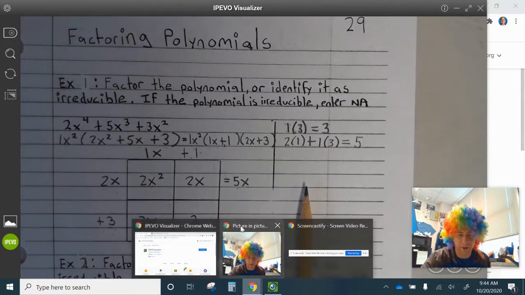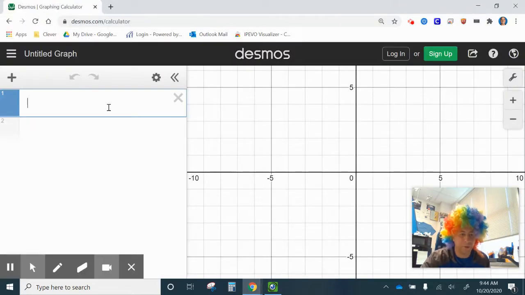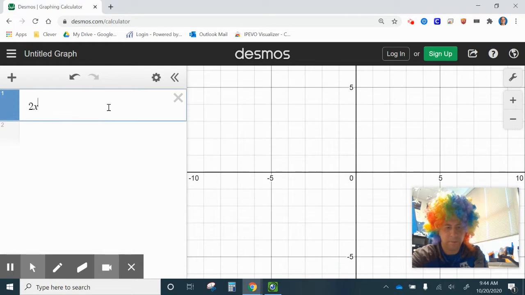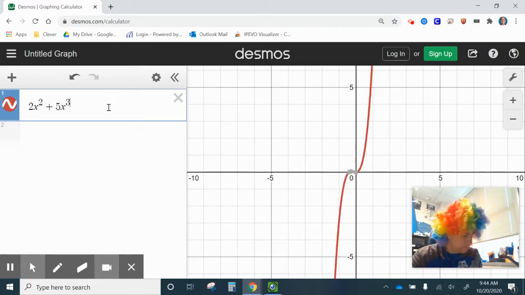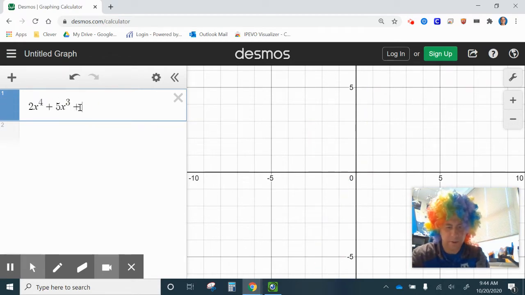So I'm going to go to desmos.com. I don't believe I need this screen anymore. So Desmos. I'm going to graph 2x squared plus 5x cubed. Oh, well, I'm sorry, that should be a 4. 5x cubed plus 3x squared.